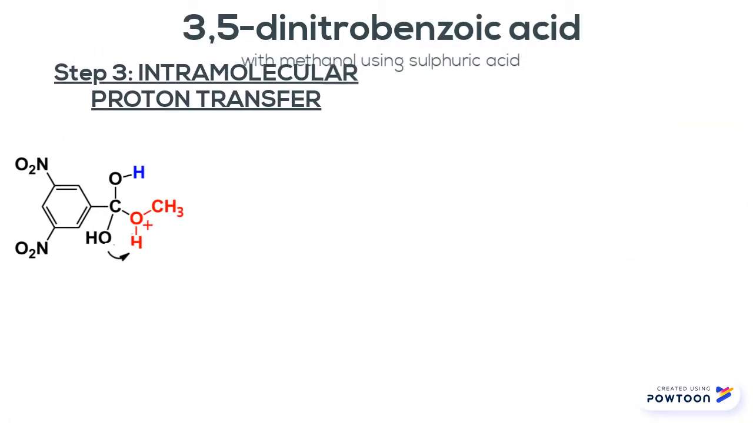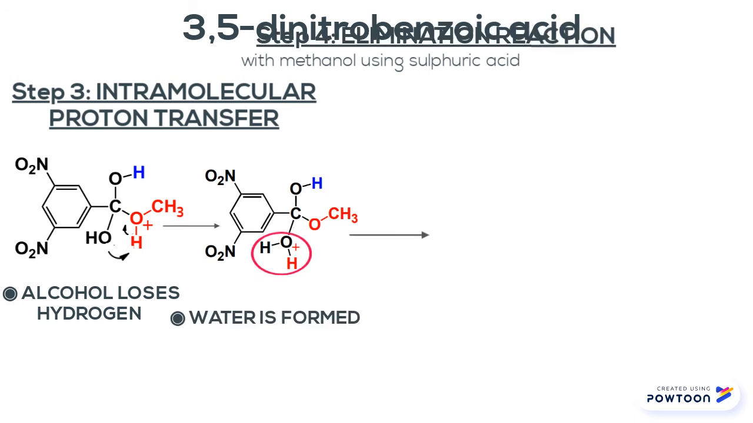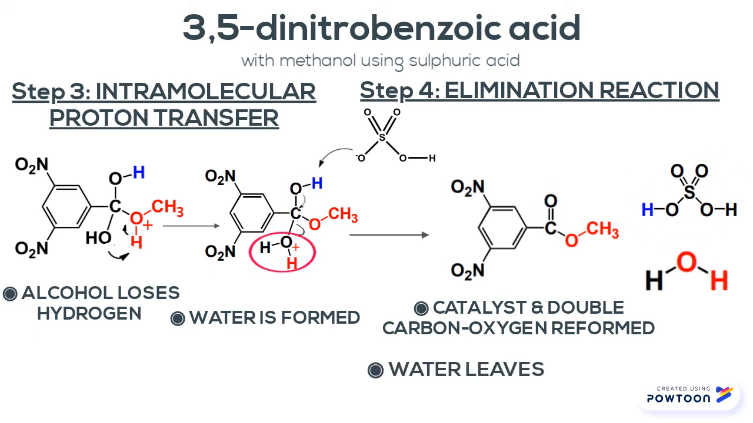Step 3, intramolecular proton transfer. Alcohol loses hydrogen and water is formed. Step 4, elimination reaction. Catalyst and double bond reformed. Water leaves and an ester is formed.